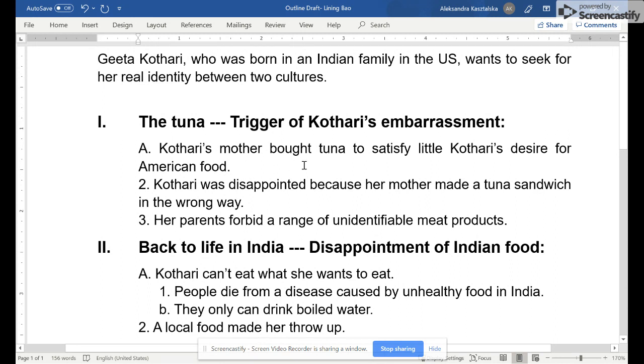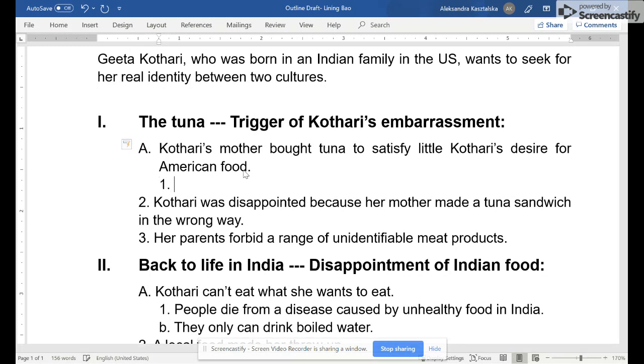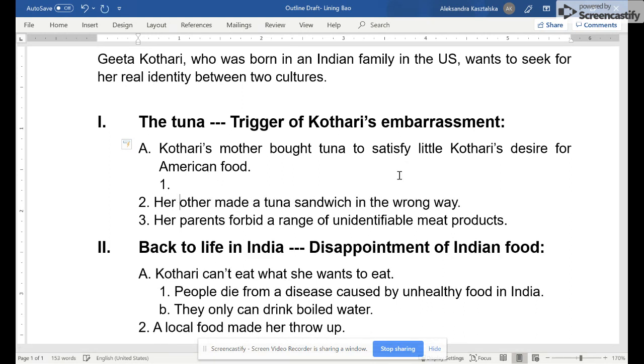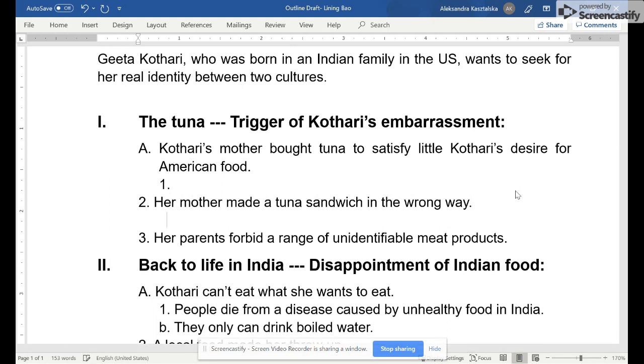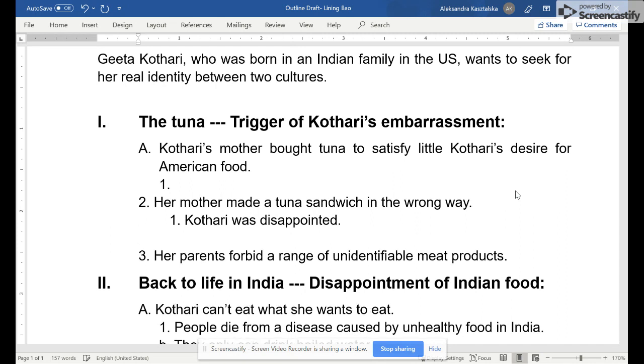Now, you're short again. Your outline is very short, so you also have to think about these lower levels. Here you just have A, B, C. What other detail can you give us for some of these? So here, Kotari's mother bought tuna to satisfy her desire. Then she was disappointed. So this could be broken up. I would think about rearranging this. Her mother made the tuna sandwich in the wrong way, and then maybe this is a detail: Kotari was disappointed, and it also kind of made her feel like an outsider.